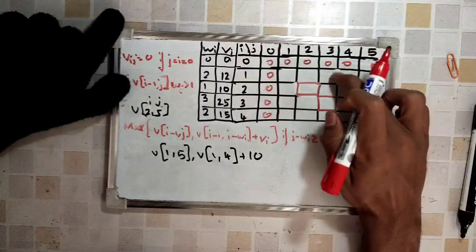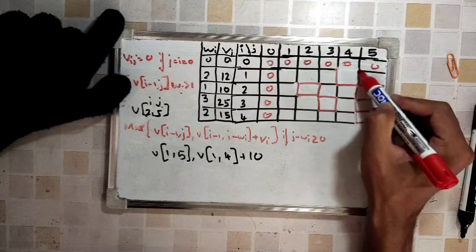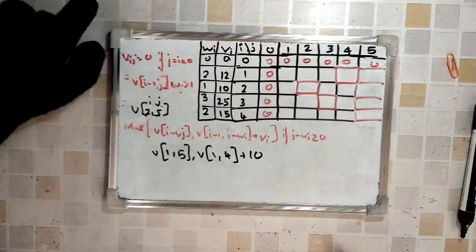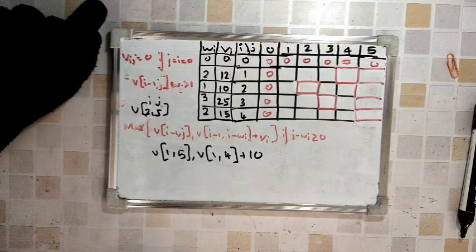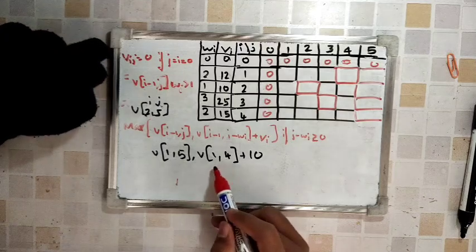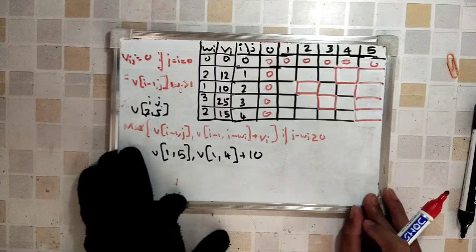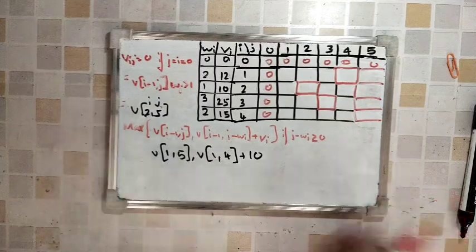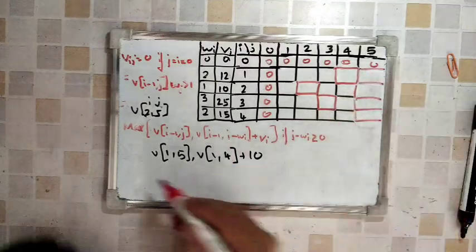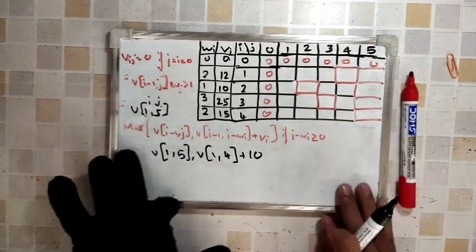So 1, 4 is this box, and then 1, 5 also. So now we have reached the end. If I go further, it will be 0 comma 5, and here also it will be 0 comma 5. So then I can start finding. Okay, so now 1 comma 5, 1 comma 4, this is plus 10. So now if I have to find 1 comma 5, I'll have to find 1 comma 5 now.